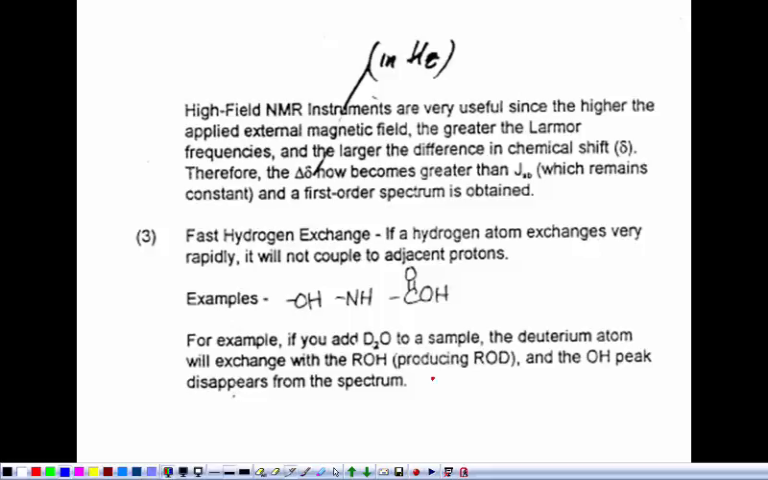So that's a complication, what we call a complication to splitting. There's another complication to splitting, and that is hydrogen exchange. So far, when we've talked about splitting patterns, we've only dealt with hydrogens attached to carbon. Why haven't we done anything with hydrogens attached to oxygen or nitrogen? Because they exchange. Imagine that you had an alcohol.